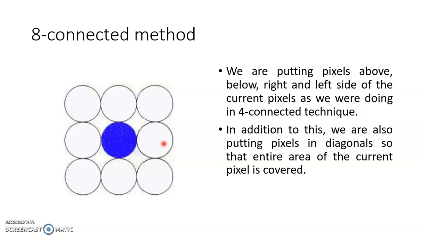And in the eight connected method, this blue color represents the current pixel, that is seed pixel, along with the above, below, right and left pixels as used in the four connected method. In the eight connected method, the four diagonal pixels, that is this one, this one, this one and this one, are also colored, so that the entire area around the current pixel is covered.